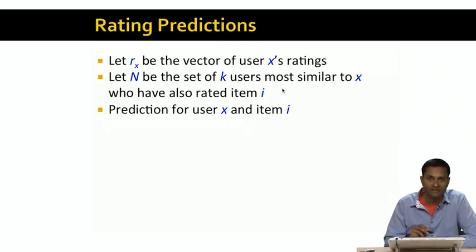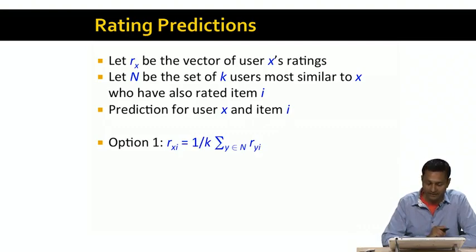Now, once we have this, we can make a prediction for user X and item I. The simplest prediction is to just take the average ratings from the neighborhood. Remember, the set N consists of users who have also rated item I and are similar to user X. So the simplest estimate is to just use the average rating of all the users for item I in the neighborhood, and take that as our estimate of the rating for user X and item I.